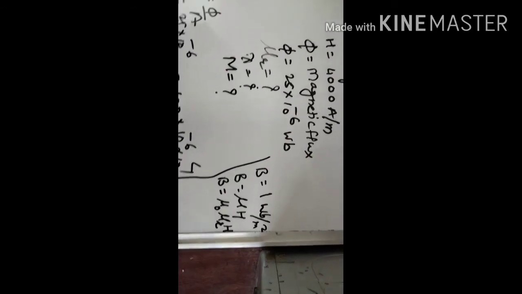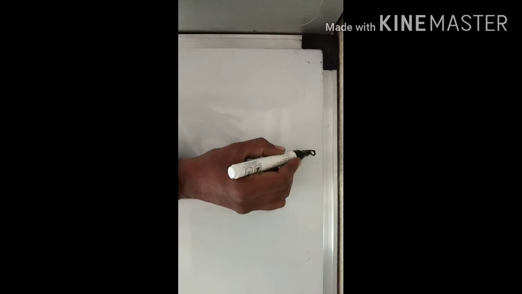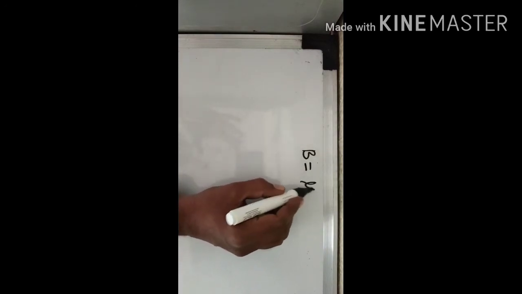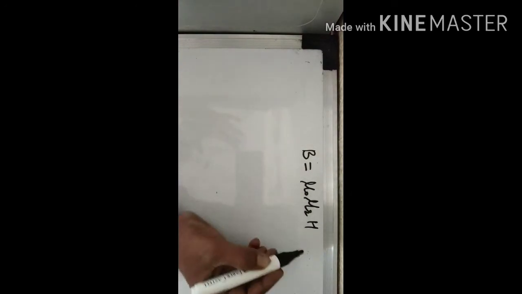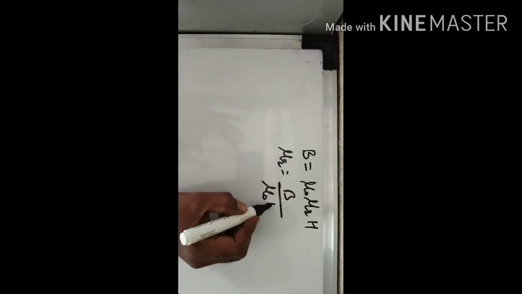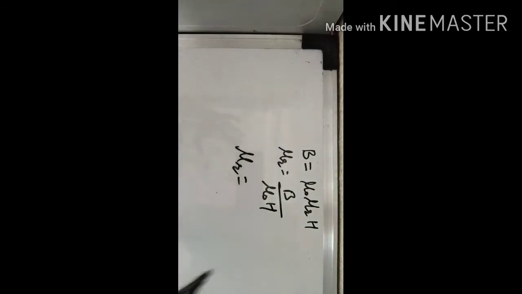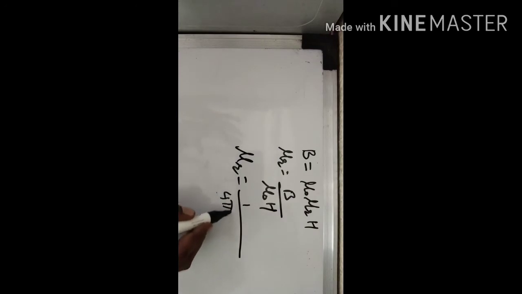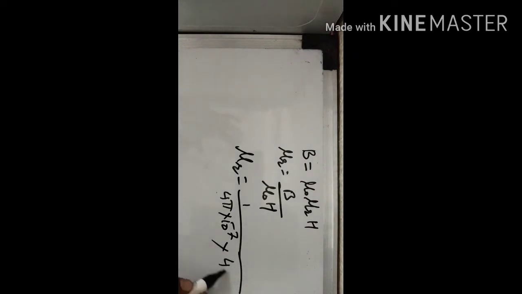Okay, so now I will rub this. B is equal to mu naught mu r into H. So mu r is equal to B divided by mu naught into H. So mu r is equal to, what is the value of B? B value is 1. Mu naught is 4 pi into 10 to the power minus 7. And what is H? H is given, we have not calculated it, that is 4000.